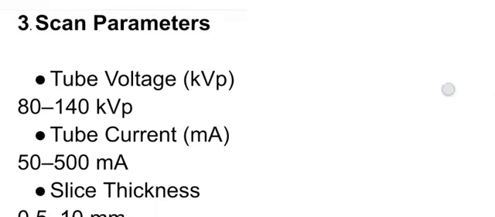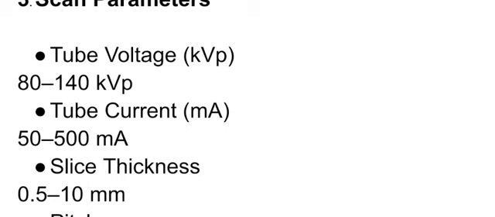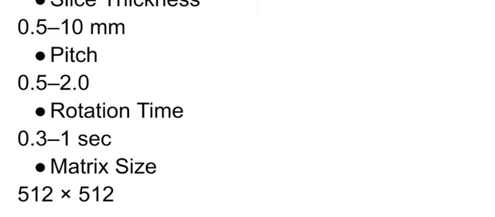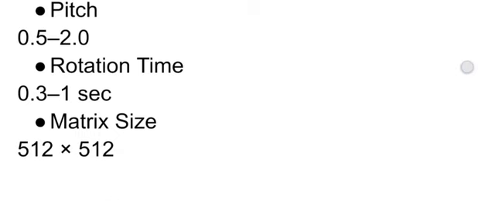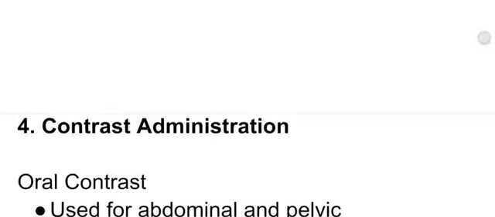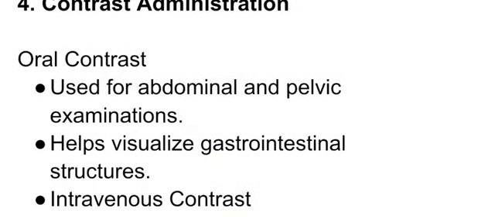Next are the scanning parameters. Usually the tube voltage will be maintained in the range of 80 to 140 kVp, the tube current about 50 to 500 milliampere, the slice thickness about 0.5 to 10 mm, and the pitch about 0.5 to 2. The rotation time of the gantry will be about 0.3 to 1 second, and the matrix size will be 512 by 512.